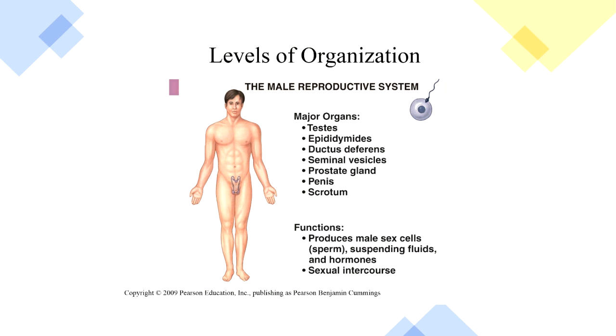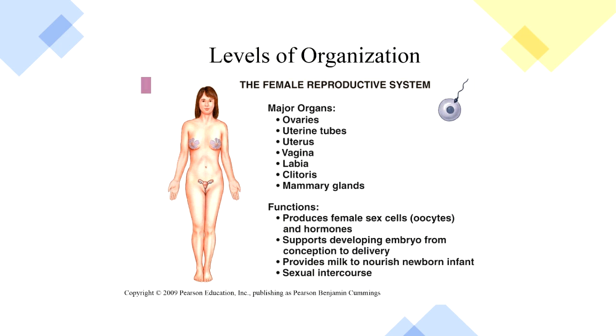Next, we have the reproductive system of the male. The organs there are the testes, and the function is to produce male sex cells. Okay, for all of these levels of organization, don't worry about them too much. Just know the basic idea of them, their function. You don't even have to know all of the major organs, just a couple.